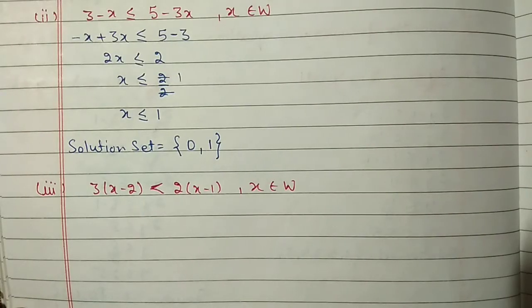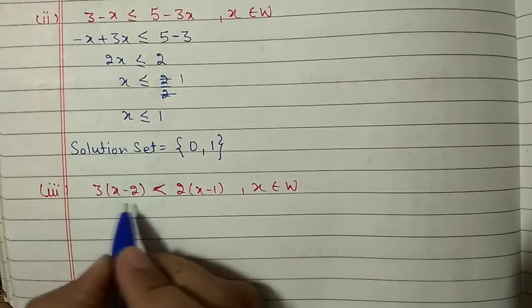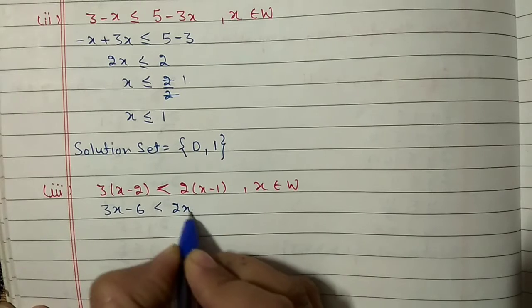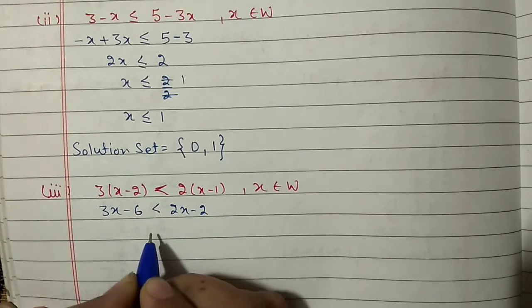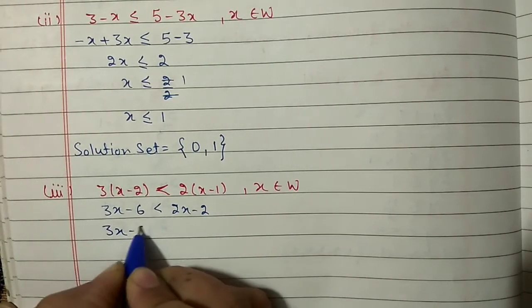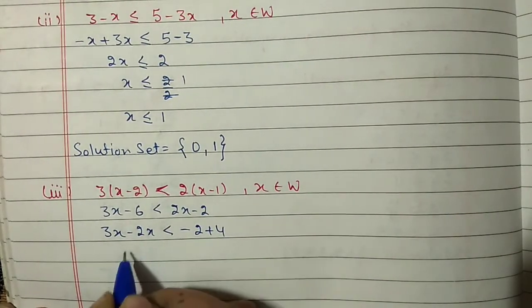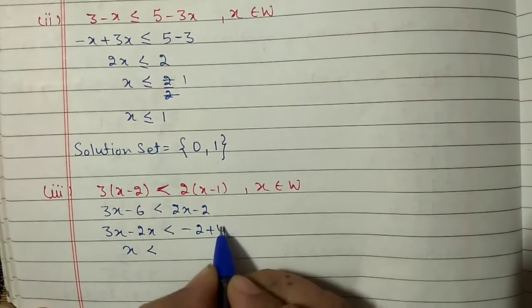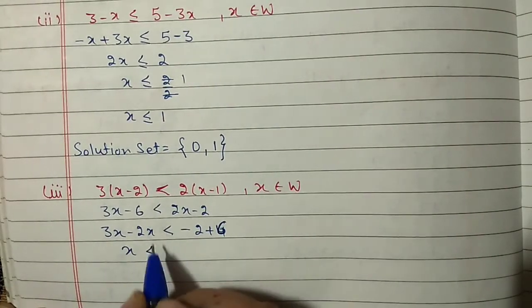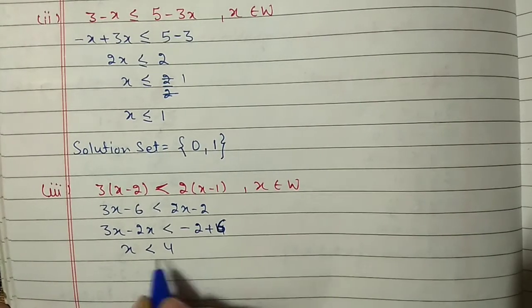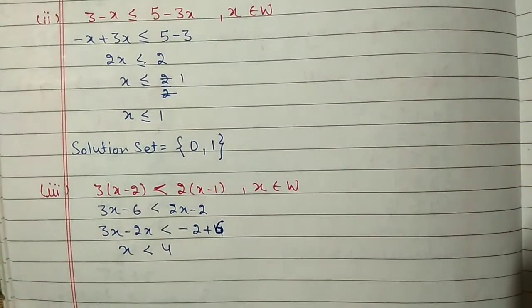Third part, 3x minus 2 less than 2x minus 1, x belongs to whole number. So first we will simplify, remove this bracket. 3x minus 6 less than 2x minus 2. Now this 2x shift this side and 6 shift another side. So we'll get 6 less than 4, sorry, x less than 4. So less than 4 whole numbers we have to take from here.